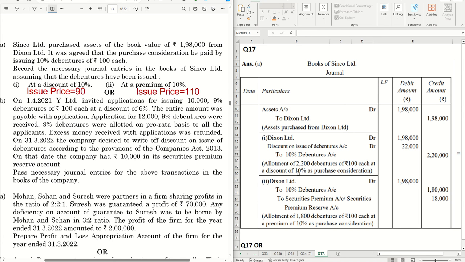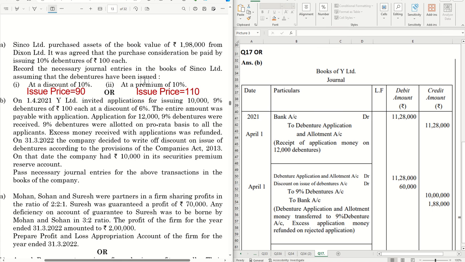Straightforward journal. There are three journals here. So for each journal there is 1 mark allotted, total 3 marks. All right, let's move on to number B. This is on issue of debentures. So let's pick up one by one.